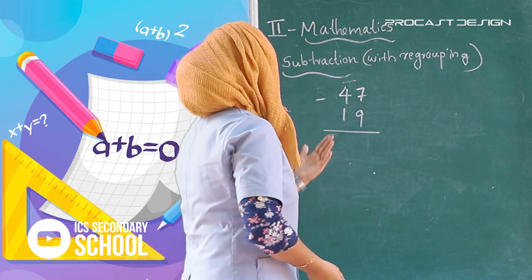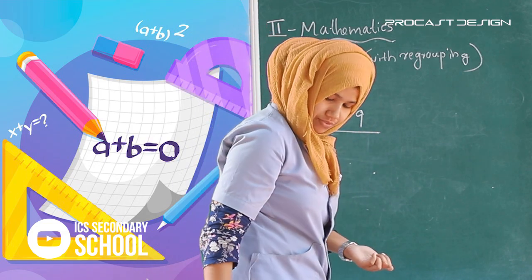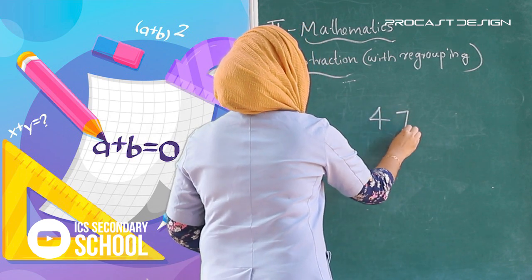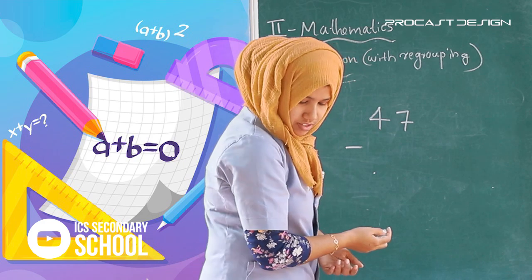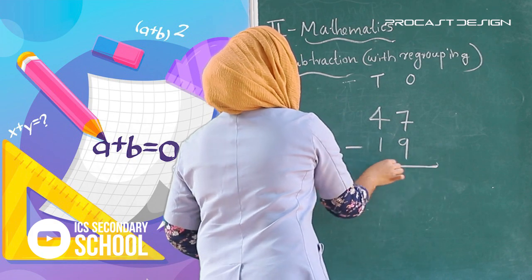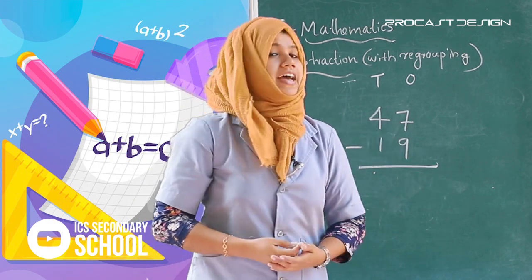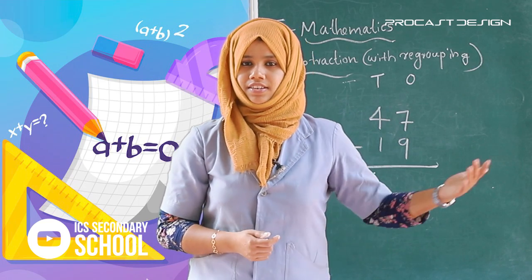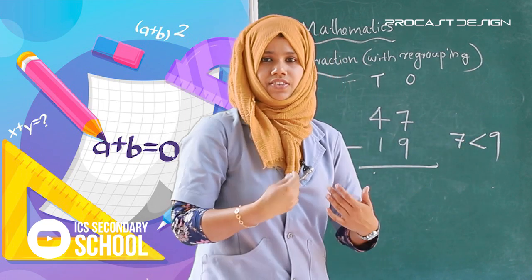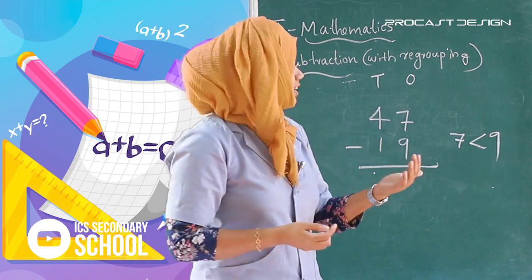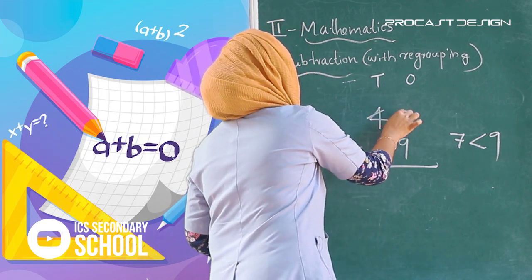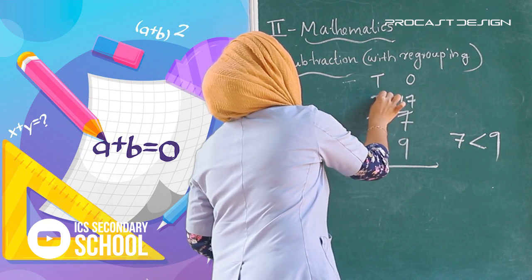Here also we have to write. 47 minus 19. This is your question, and here are the ones column and tens column. So here 7 minus 9. We cannot subtract 9 from 7 because 7 is smaller than 9. 9 is greater. So what will we do? The same method: we borrow 1 from the tens column, and 7 becomes 17, here 3.